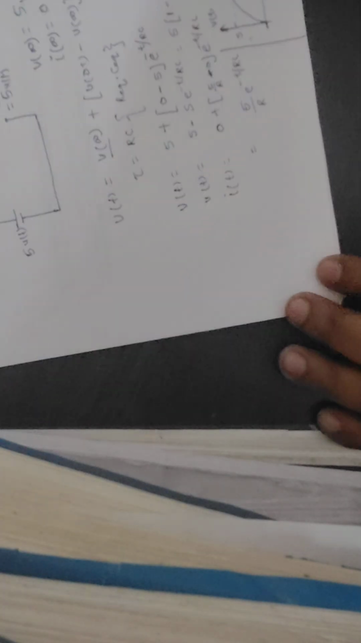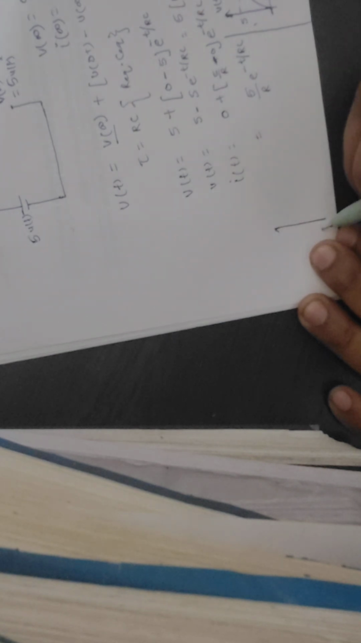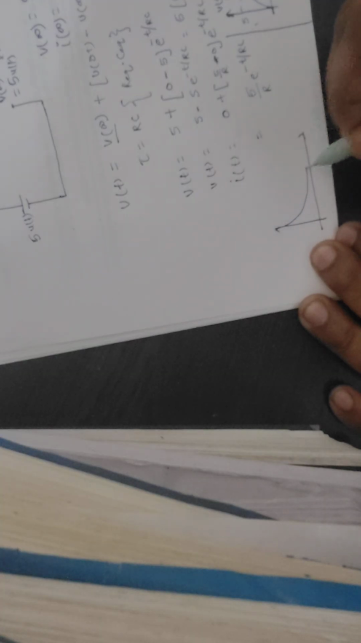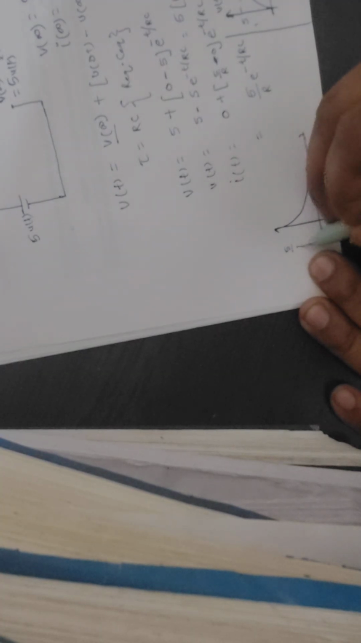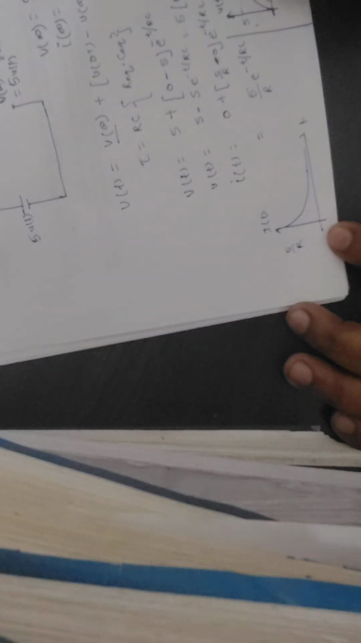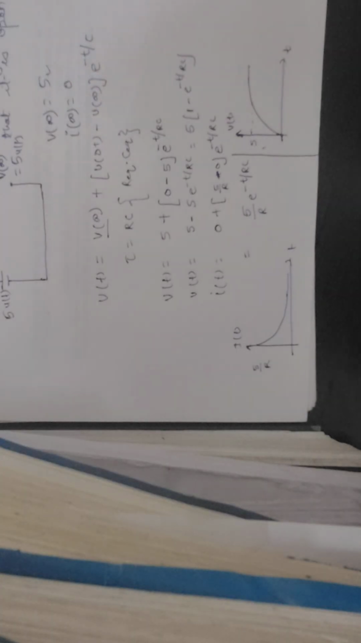Current is decreasing. The current is 5 by R at I of t equals 0, and then the current is decreasing while my voltage is increasing. So that is my first circuit, the RC circuit. Then after that we will study the combination of resistance and capacitor. So we will see that in the next video.